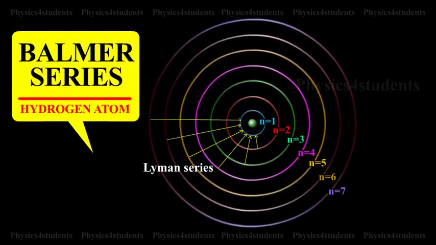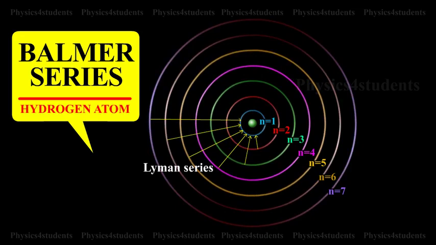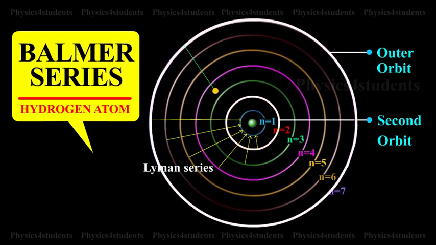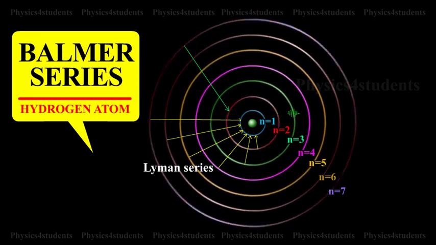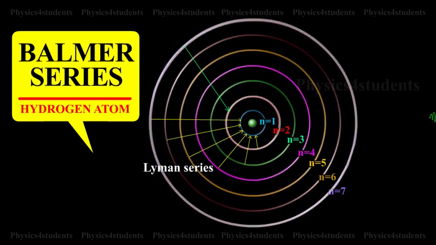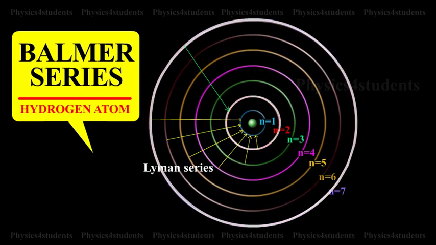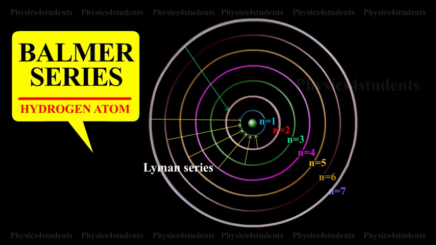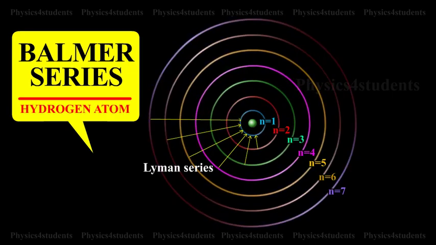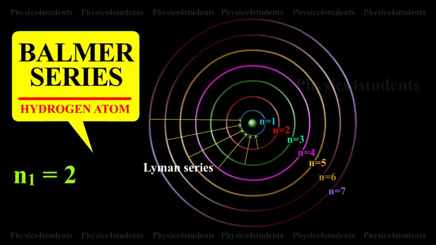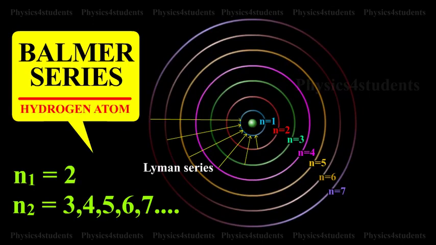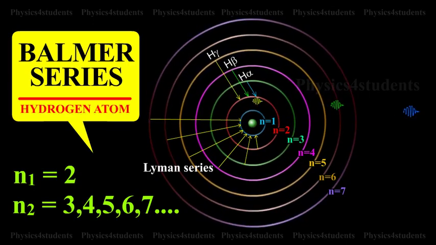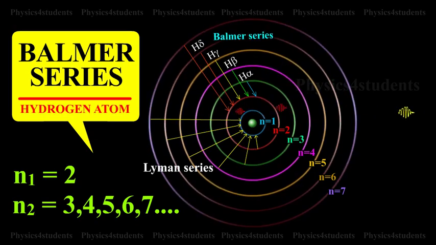Let us know about the Balmer series. When the electron jumps from any of the outer orbits to the second orbit, we get spectral lines called the Balmer series. All the lines of this series in hydrogen have their wavelength in the visible region. Here n1 is equal to 2, n2 is equal to 3, 4, 5, 6, 7 and so on.